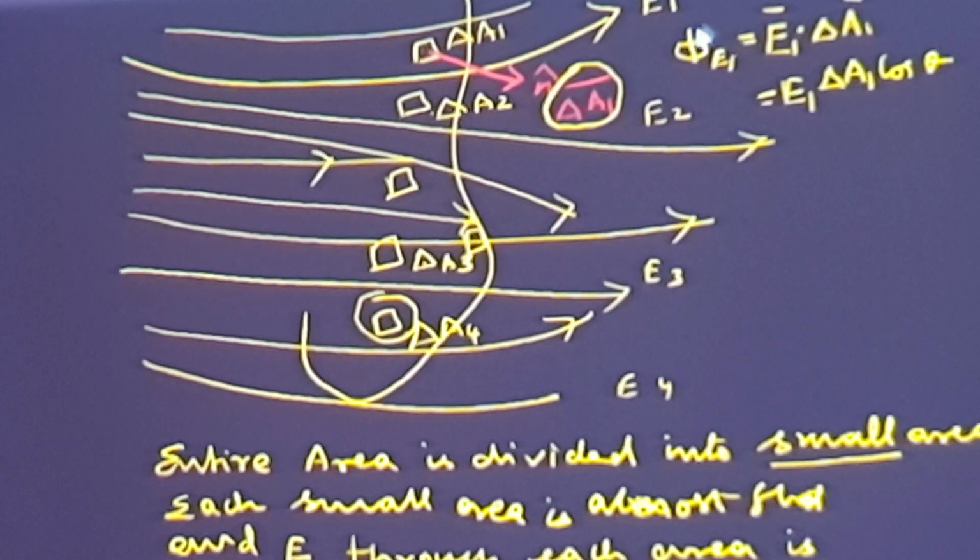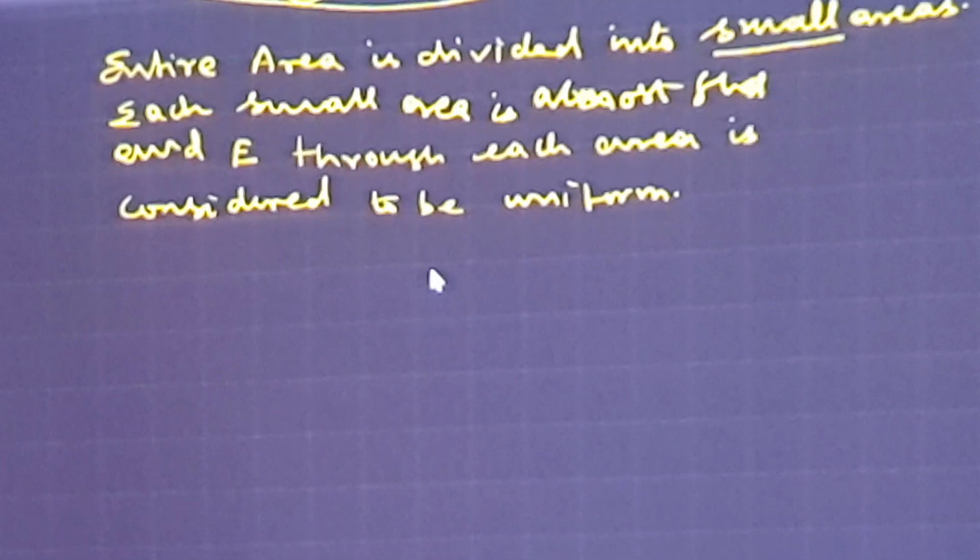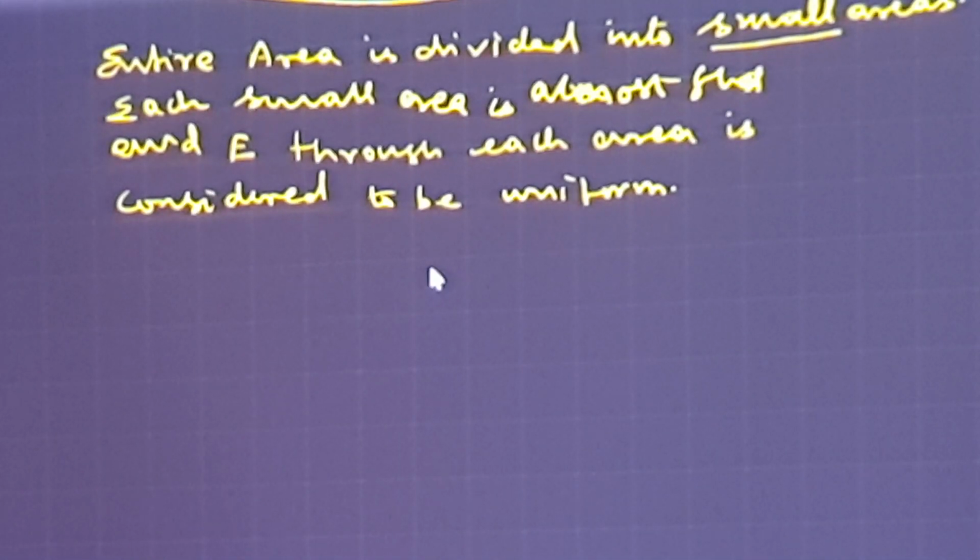There, in the first case, I can get the flux phi E1. Similarly, I can get the flux for the second area, then the flux for the third area. Like this I can move on. So, what am I going to do? In order to calculate the total flux, since the entire area is divided into small areas and each small area is almost flat and the electrical field is taken to be uniform, then I can consider the total electrical flux.